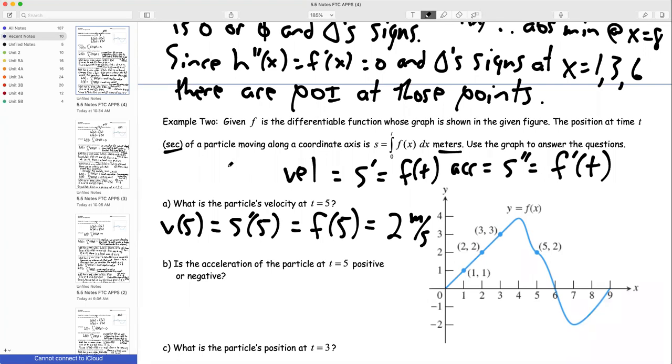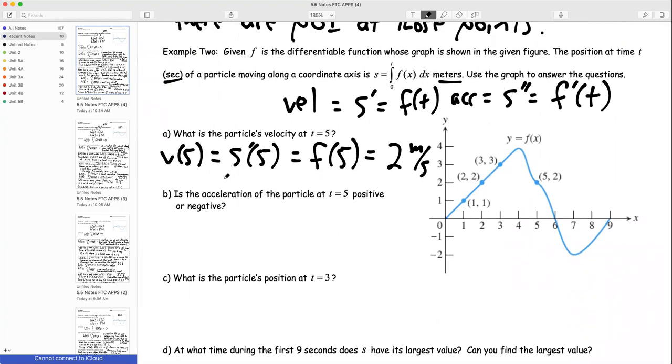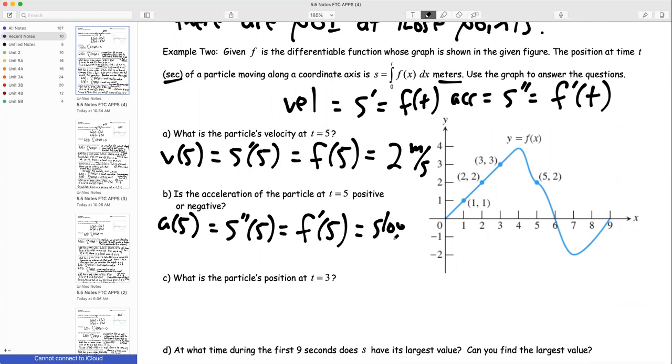Part B. Is the acceleration of the particle at t is equal to 5 positive or negative? Okay, so I want a of 5. A of 5 is equal to s double prime of 5, which is equal to f prime of 5, which is the slope of the graph at t is equal to 5. And so if I go to 5 and look at the slope, my slope is negative. Therefore, at 5 seconds, the acceleration is negative.